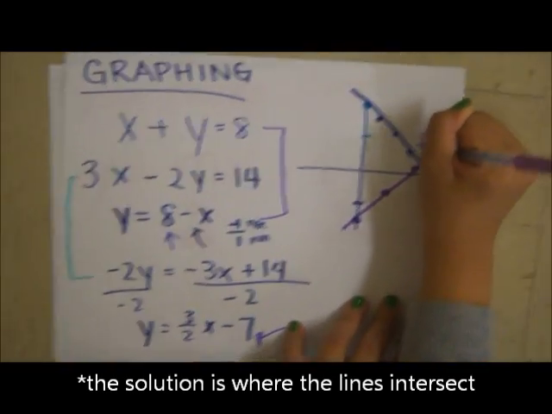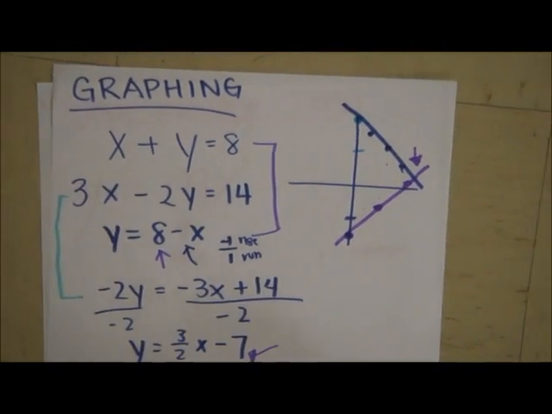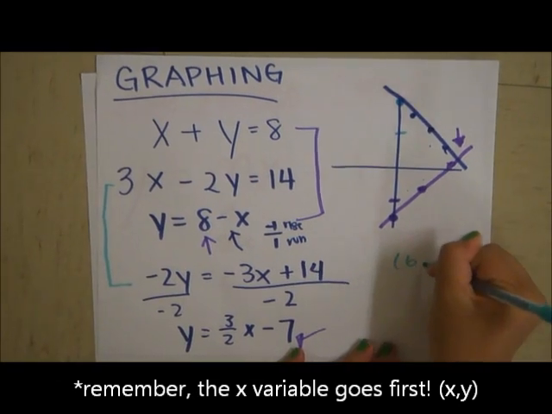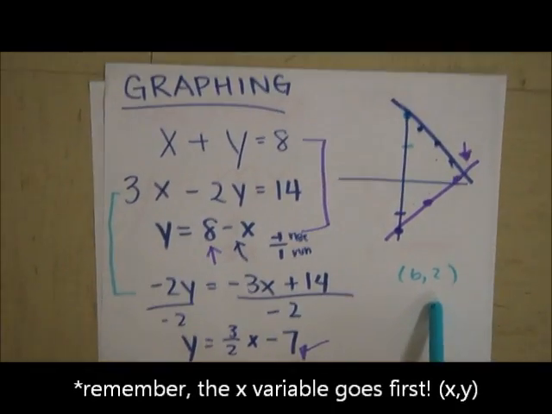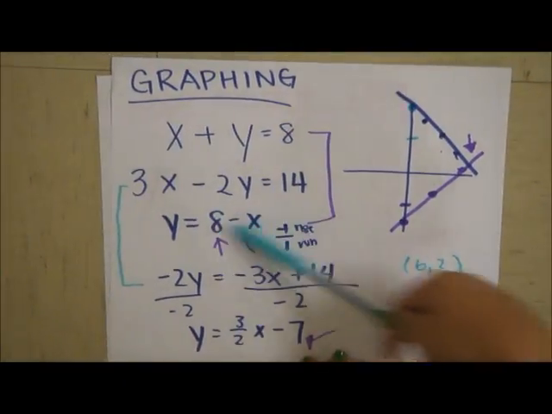And over here is your solution. You would go look at your graph, and then the coordinate would be 6 and 2. This means the solution is 6 and 2, and that works for both equations in the system.